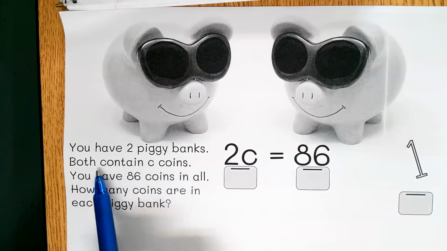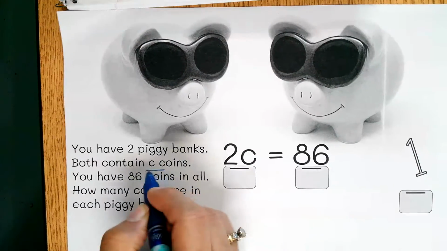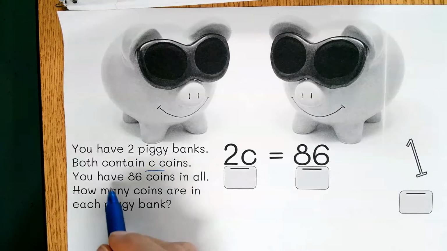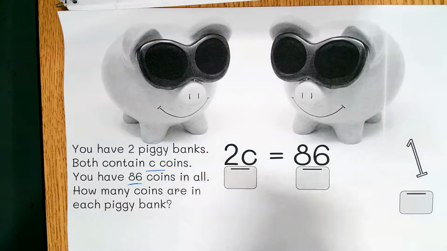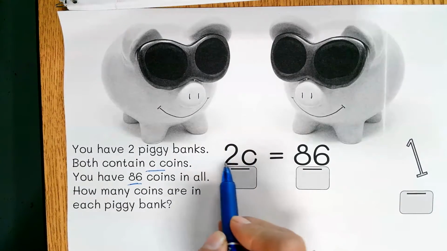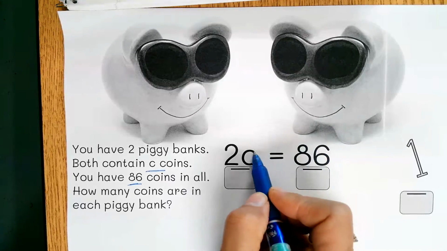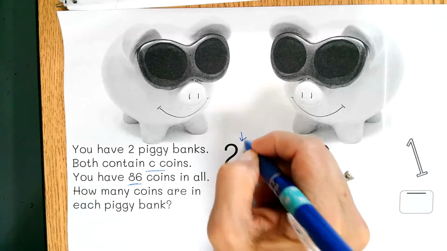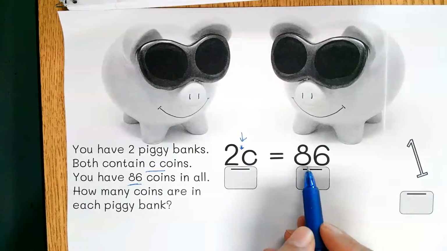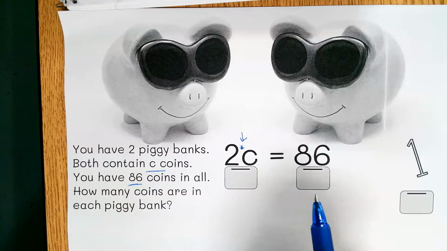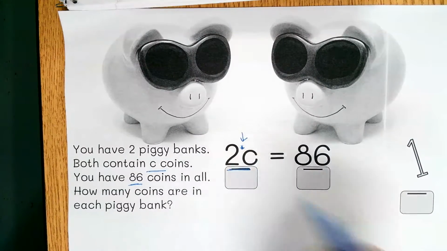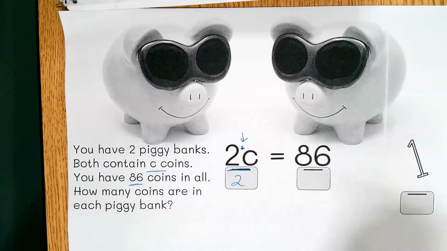It says you have two piggy banks, both contain C coins, which is like some unknown value, and you have 86 coins, which is like your is. How many coins are in your bank? Now you have two piggy banks times C, remember when there's no operation there, that means multiplied, equals 86. If you're multiplying, the inverse operation or opposite of multiplication is division. So we're going to pretend this is like a fraction sign, and we're going to divide by 2.